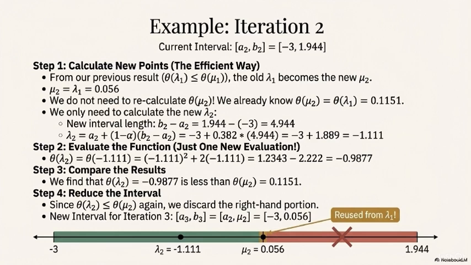Step 2, we perform just one new function evaluation, which gives us approximately -0.987. Step 3, comparing this to our reused value, we find the new point is even lower. Step 4, once again, we discard the right-hand portion of the interval. In just 2 iterations, we have narrowed our search width from 8 units down to about 3 units, using only 3 function evaluations instead of 4.